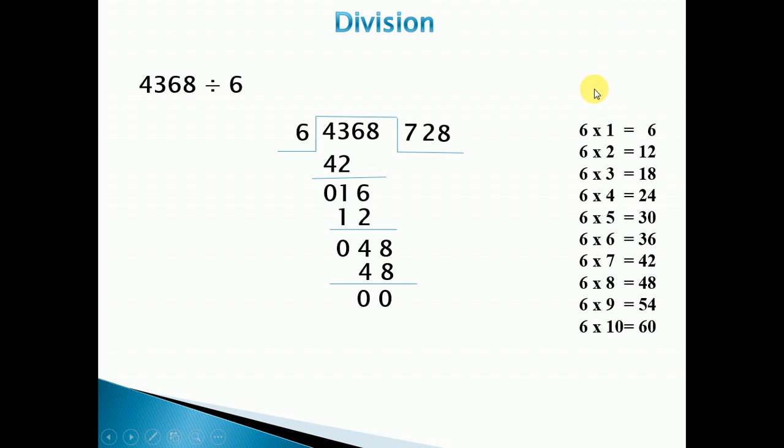Now as there are no more digits to bring down, we have finished our division. Thus the quotient is 728 and remainder is 0.